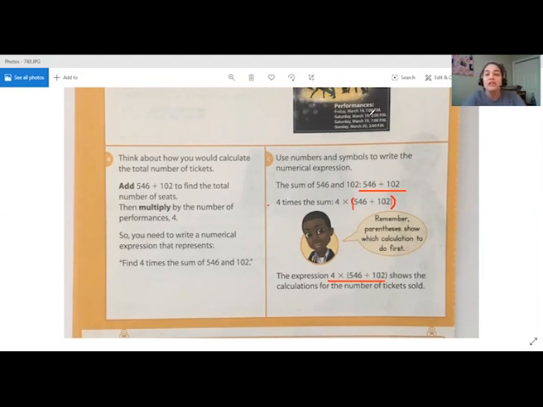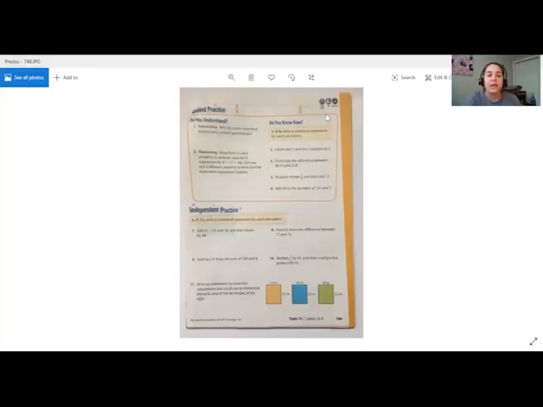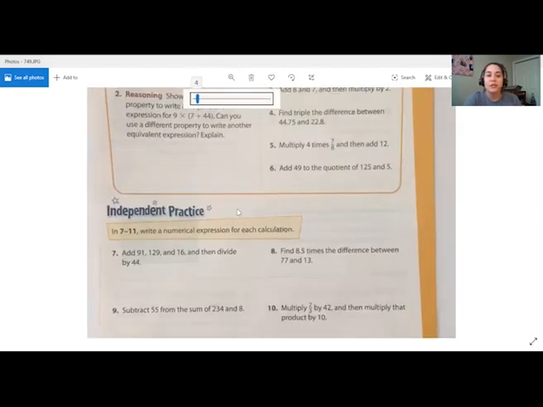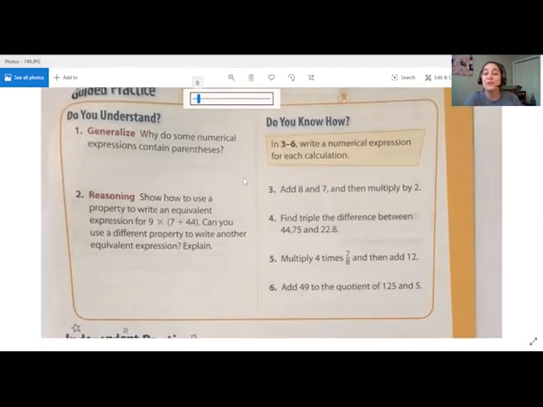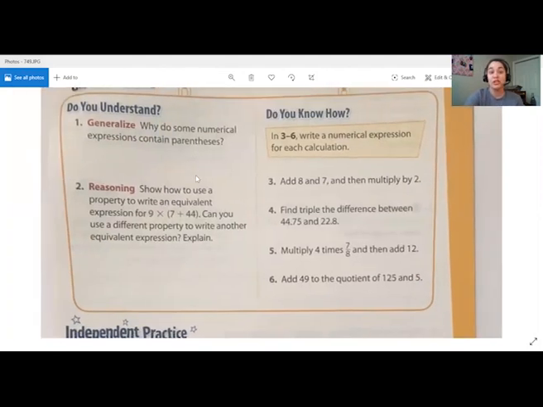So let's go ahead and flip it over to the next page in your packet. For you guys, it is page 749. It's got 3 little boxes down at the bottom. All right, so let's look up top, page 749. We have some practice problems. For 3 through 6, our directions tell us to write a numerical expression for each calculation, like what we just did. So the first one, we are going to add 8 and 7 and then multiply by 2.